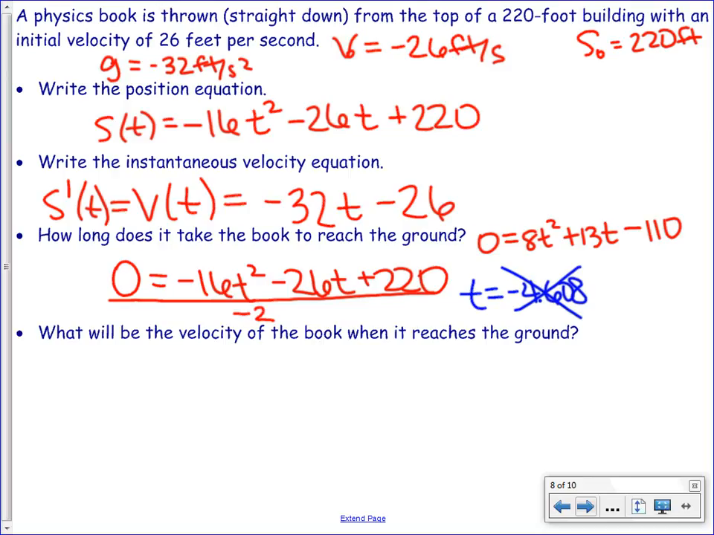What did I do wrong? You should be getting a 2.984.